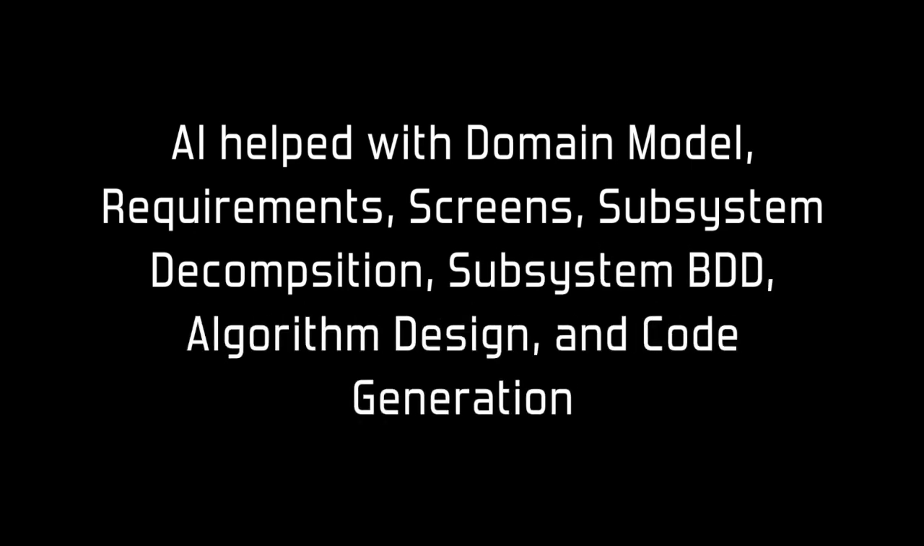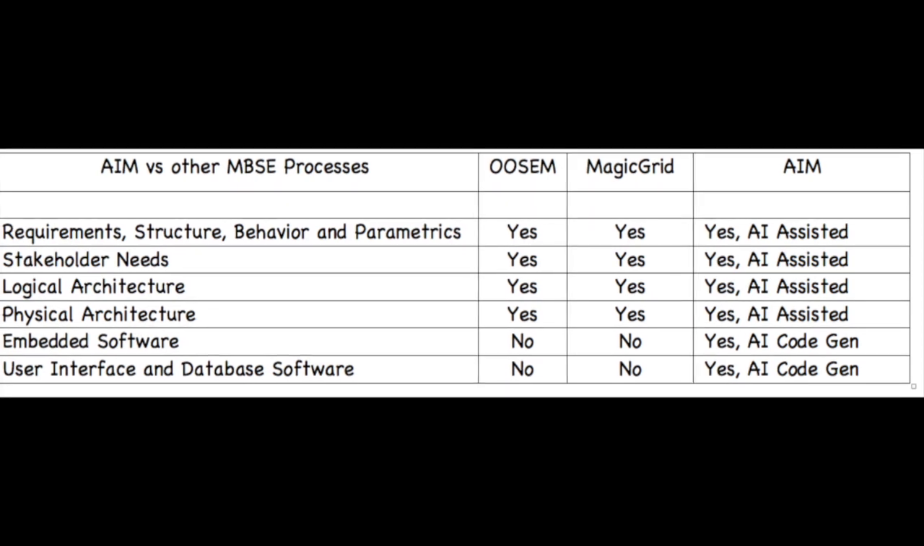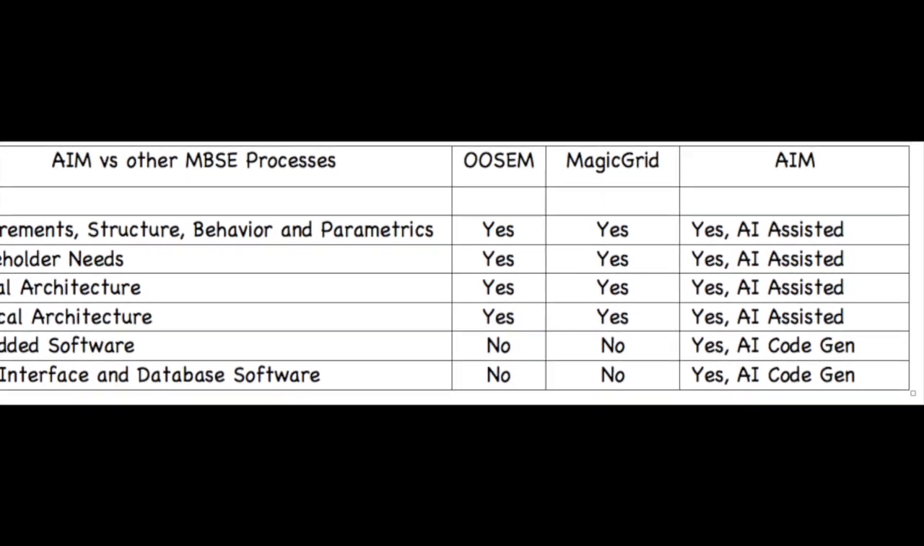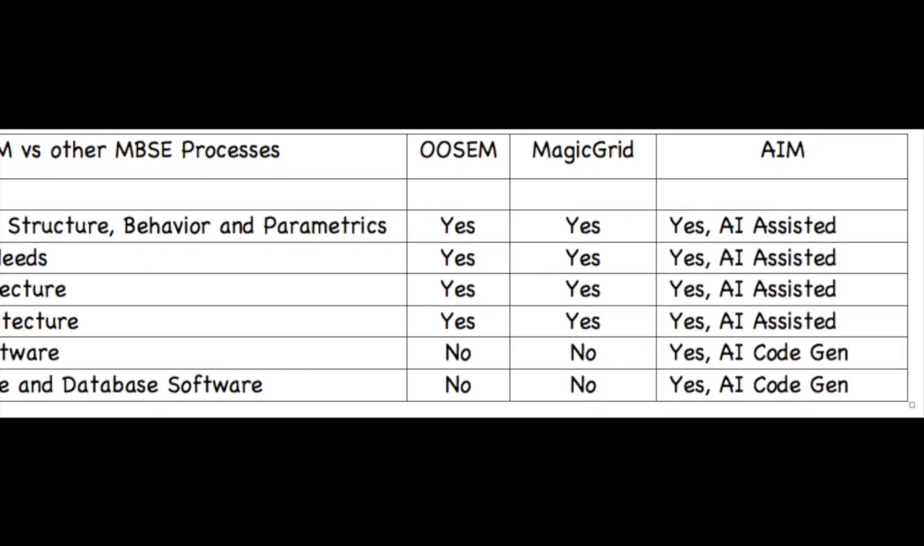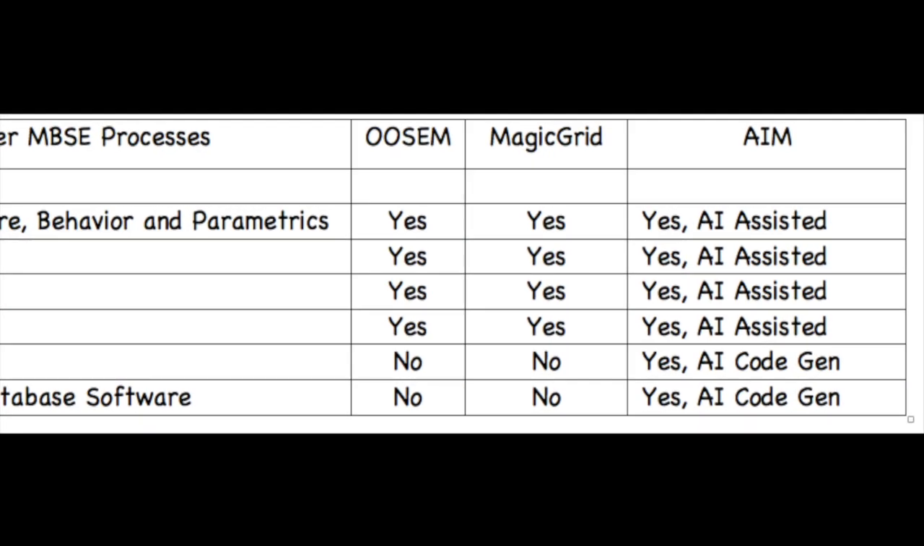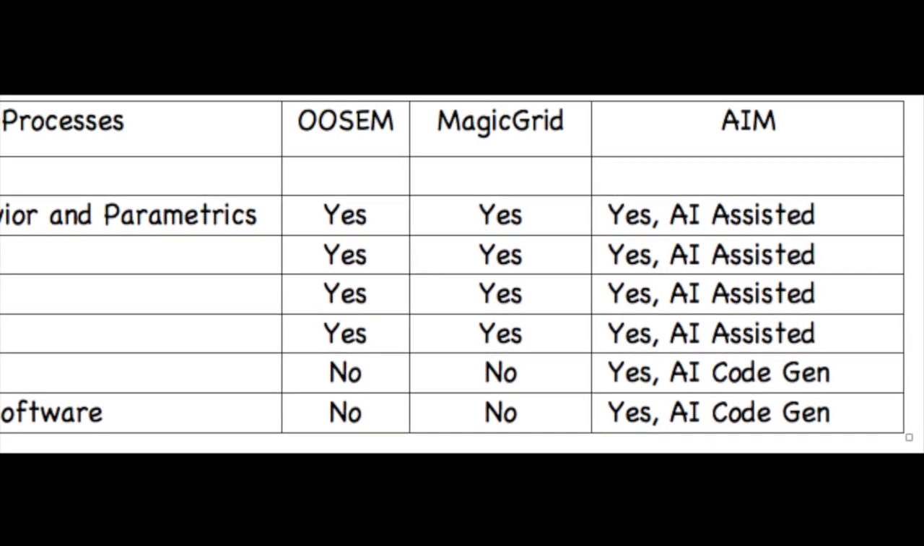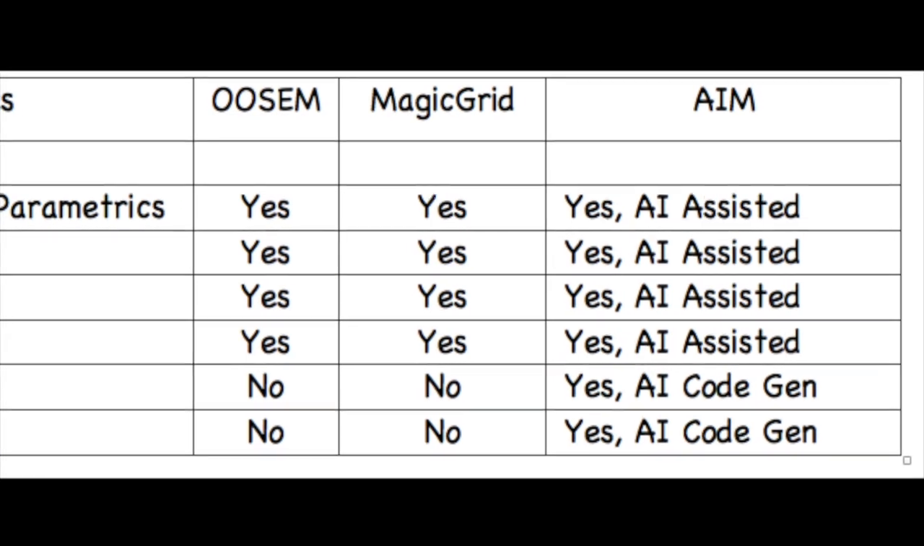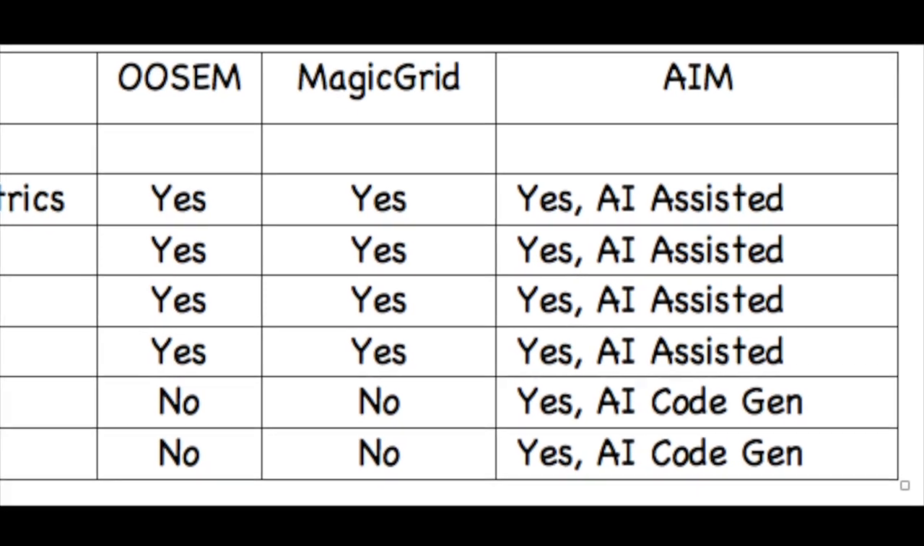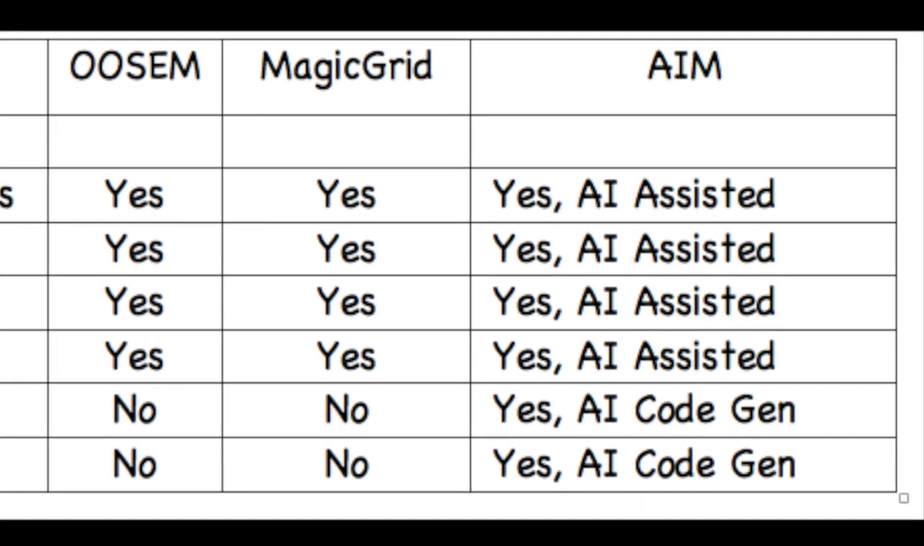And what you can see is that AI has helped us with a tremendous number of things, including the domain model, the requirements model, the algorithm design, the screens, the microcontroller code, all kinds of stuff that AI helps with. So this has been a really quick look at AI-assisted logical architecture. And what's different about AIM is that we don't just do the SysML part of the model, but we also include the software, and we use AI to help code generate that software.